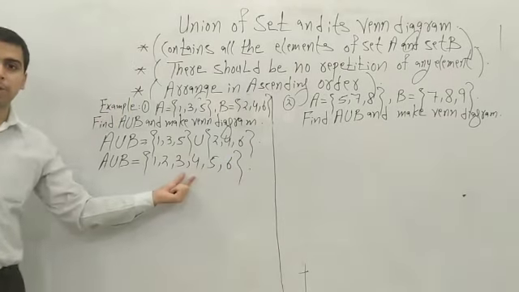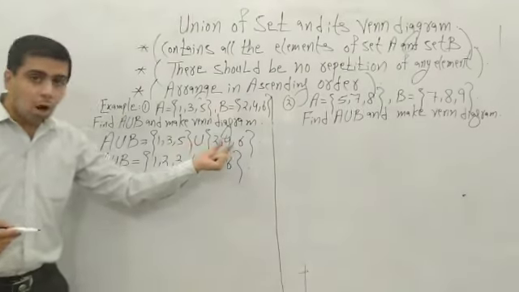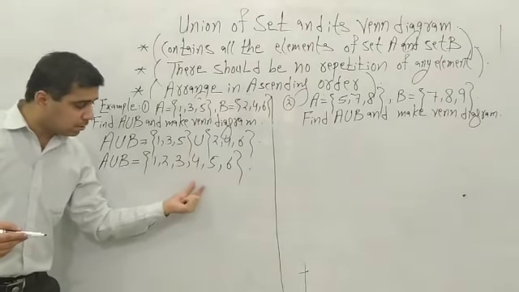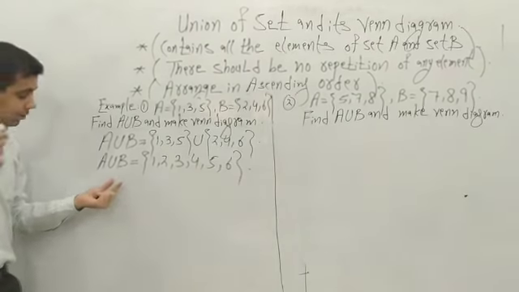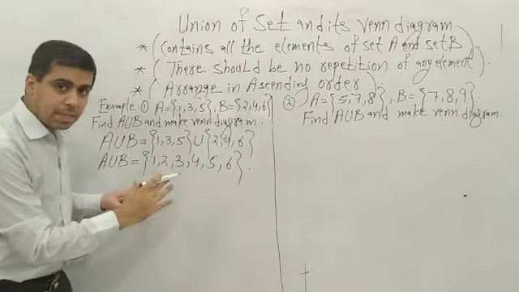Now in this set, you can see that we have arranged all the elements of the given sets in ascending order, and there is no repetition of any element here. So this is the answer of A union B.